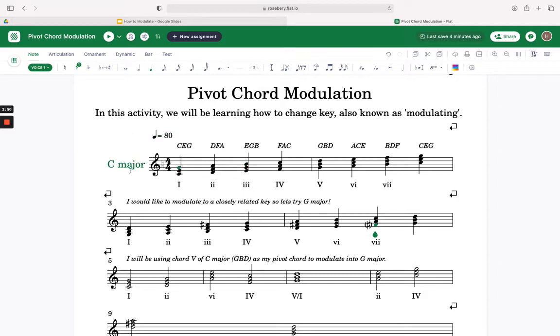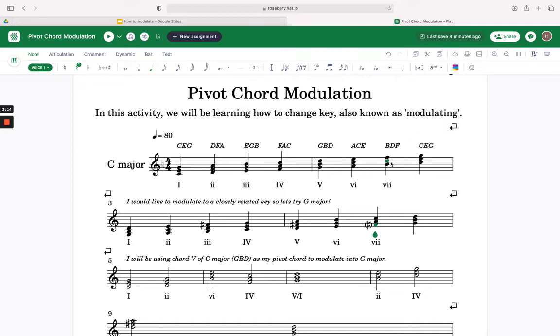Okay, so what we need to do first is write out the chords in a C major scale. So I'm going to write on my triads, chord 1, C, E, G, chord 2, D, F, A, 3, E, G, B, 4, F, A, C, 5, G, B, D, etc. So there are my chords in C major.